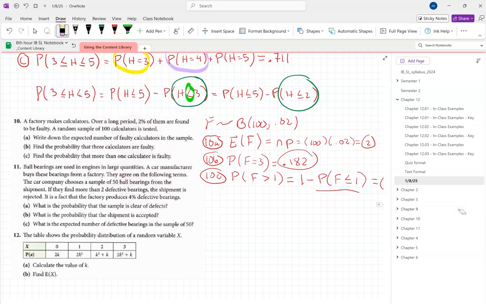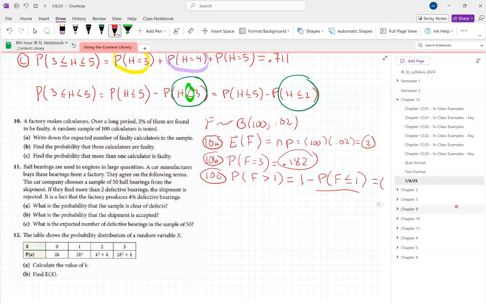All right, let's read number 11. It says, ball bearings are used in engines in large quantities. A car manufacturer buys these bearings from a factory. They agree on the following terms. The car company chooses a sample of 50 ball bearings from the shipment. If they find more than 2 defective bearings, the shipment is rejected. It is a fact that the factory produces 4% defective bearings. What is the probability that the sample clears the defects?